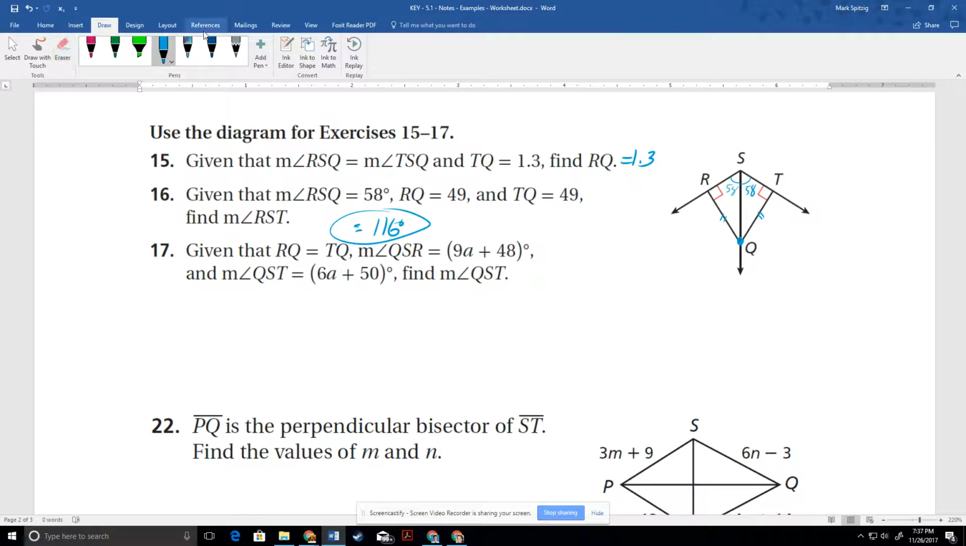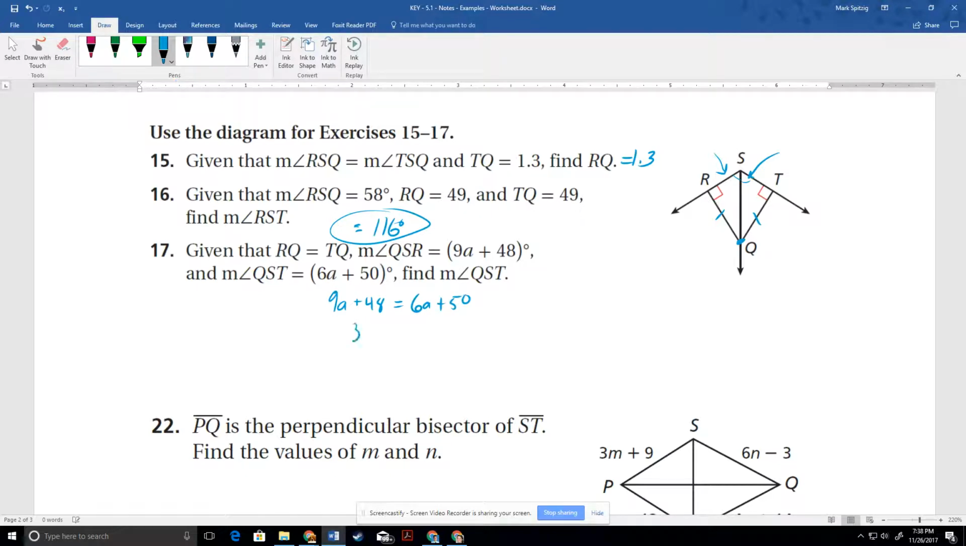All right, and now let's clear that again. This is why video is good, because you can see what I'm doing, not just the end result. It says RQ is congruent to TQ, so we know that this is going to be on the angle bisector. So again, we know that these two angles are congruent, and that's what they give us: QSR, which is this angle over here, and QST, which is here. So we know that these two expressions are going to be equal to each other. In other words, 9A plus 48 has the same measure as 6A plus 50.